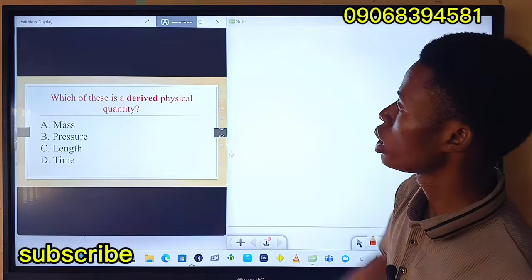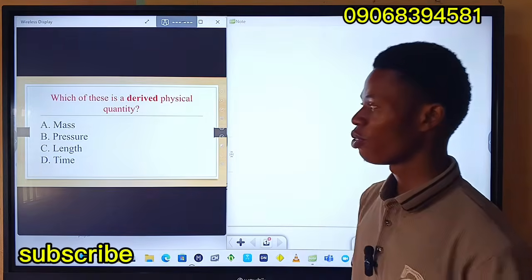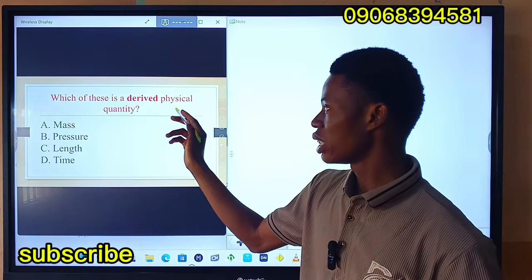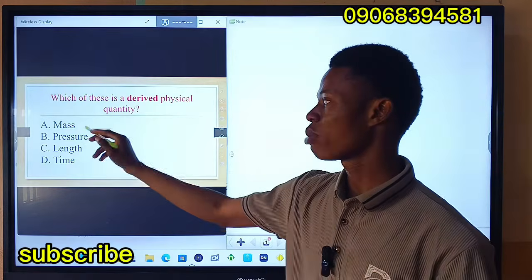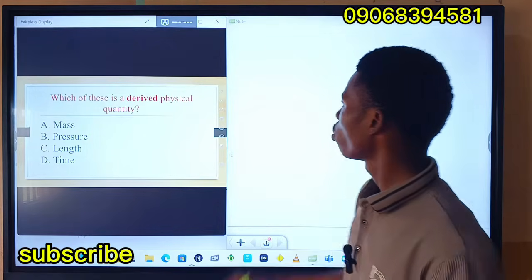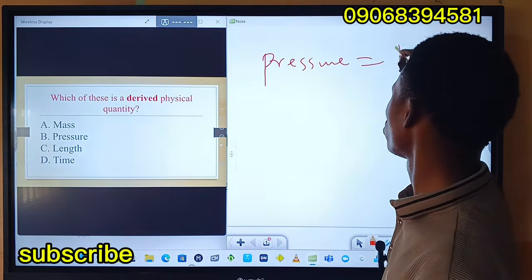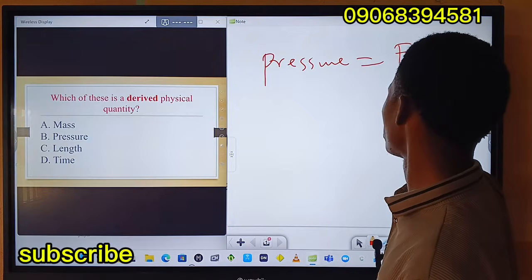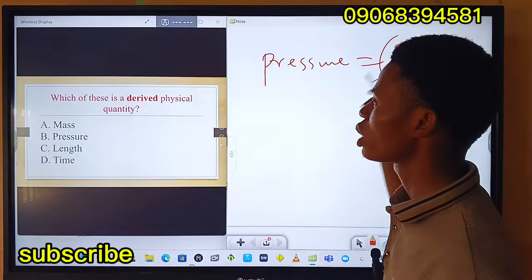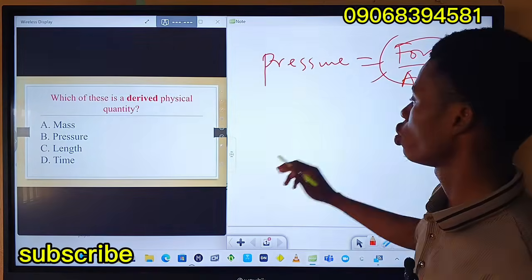The next question says, which of these is a derived physical quantity? All right, now from what I've explained so far, what do you think is the answer here? Which of these is a derived physical quantity? Now, mass, is mass derived? No, mass is fundamental. Pressure, what is the formula for pressure? You know the formula for pressure is force per unit area, right? So since it has a formula, you know this is a derived quantity. Length is not derived, time is not derived. So the answer to that question is pressure.